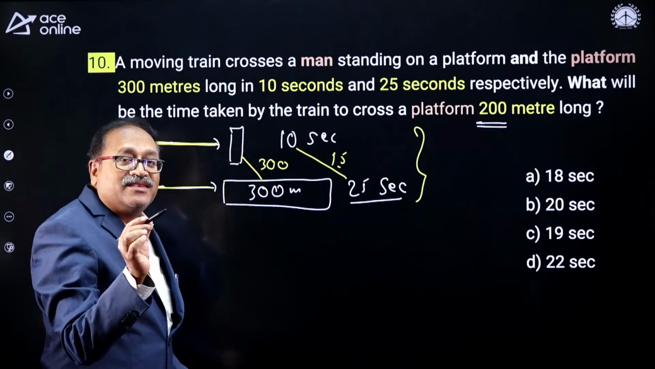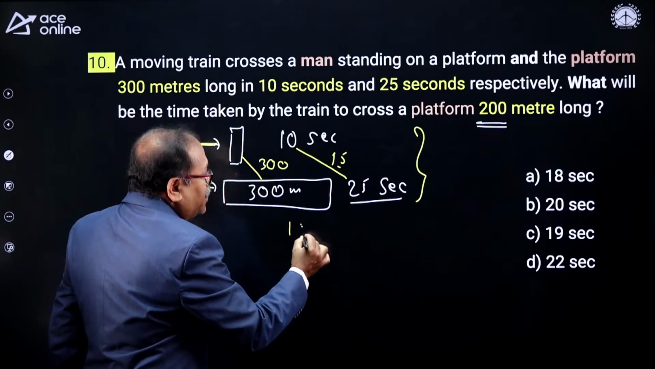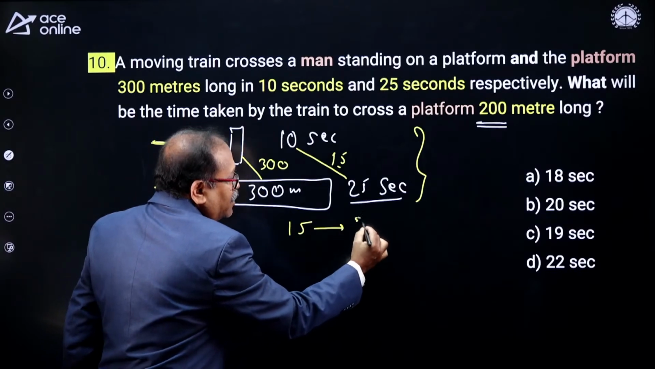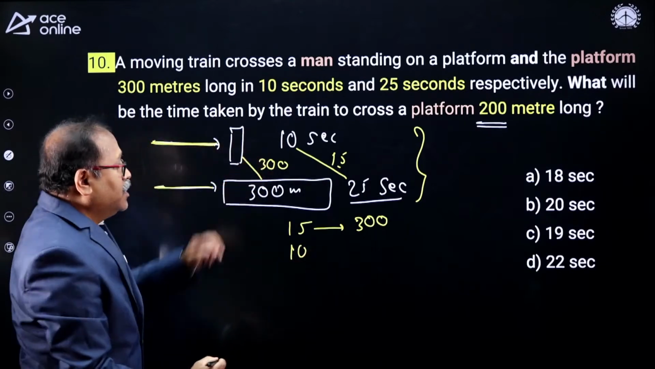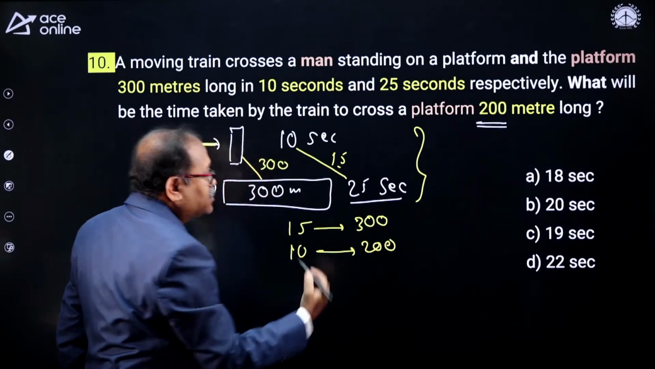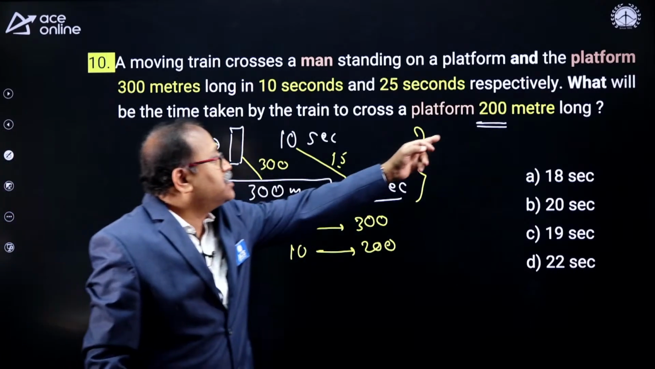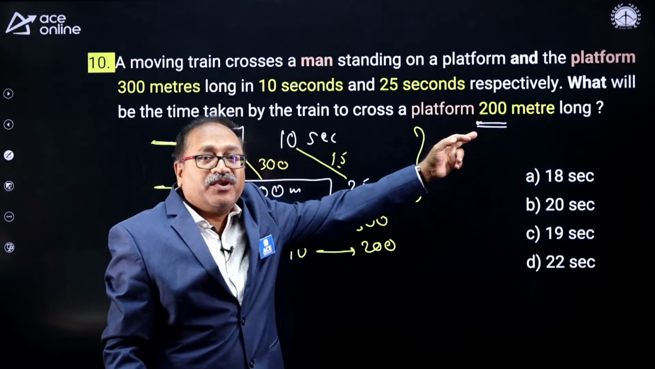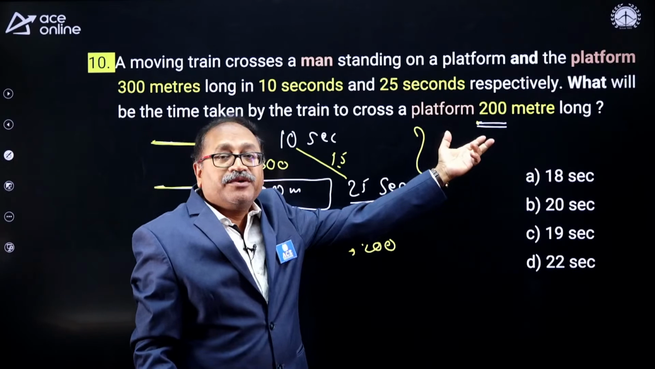So will I get the length? Yes, I will get the length. So look at this one. In 15 seconds, if it covers an extra 300 meters, then in 10 seconds it covers how much? 200 meters. And this is nothing but the length of the train, 200 meters. And it has to cross a platform of 200. The total distance will be 400.